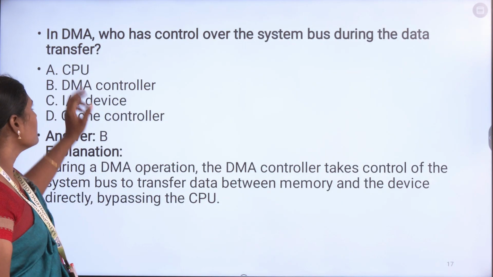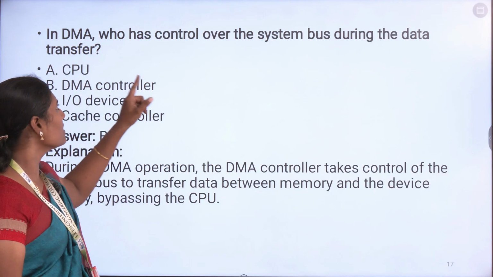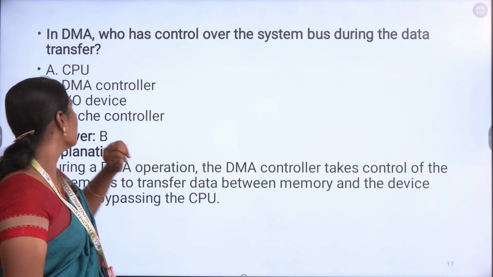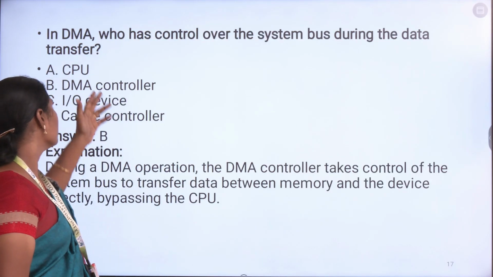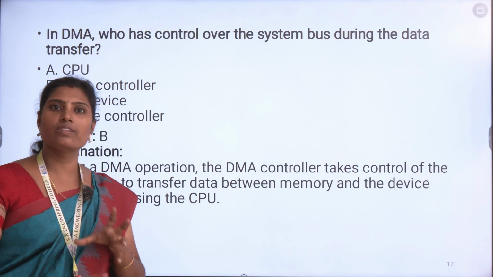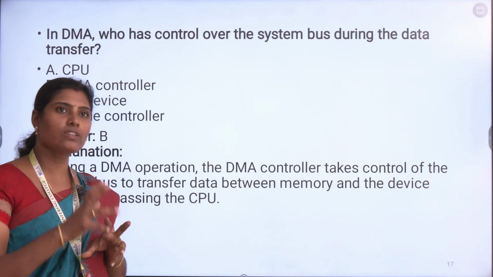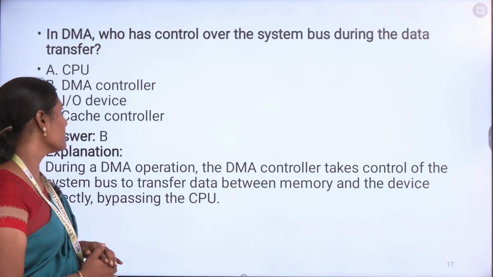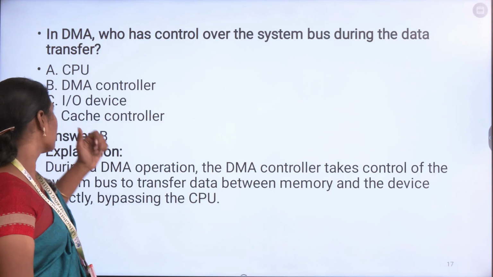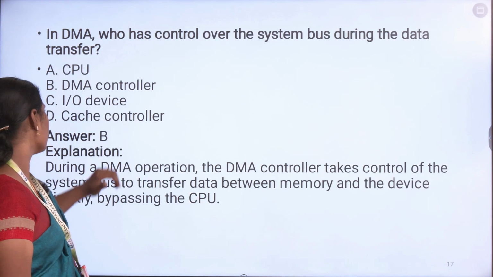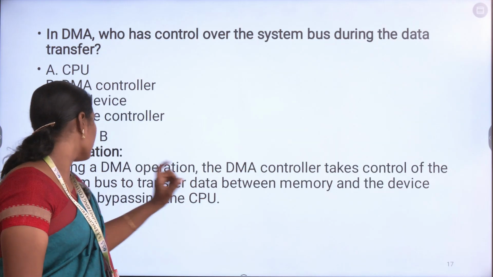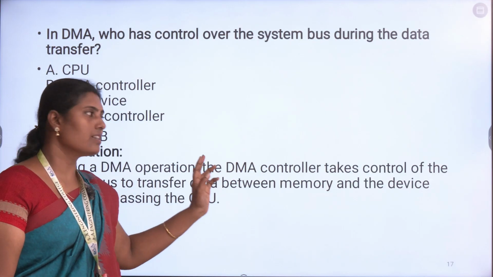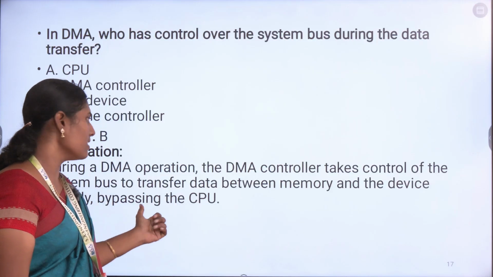And the next question is, in direct memory access, who has control over the system bus during the data transfer? Obviously, we can come to know that in direct memory access, we have a DMA controller which will control the overall process execution or the data transfer. So the option is DMA controller, B. During a DMA operation, the DMA controller takes overall control of the system bus to transfer the data between memory and the device directly, bypassing the CPU.